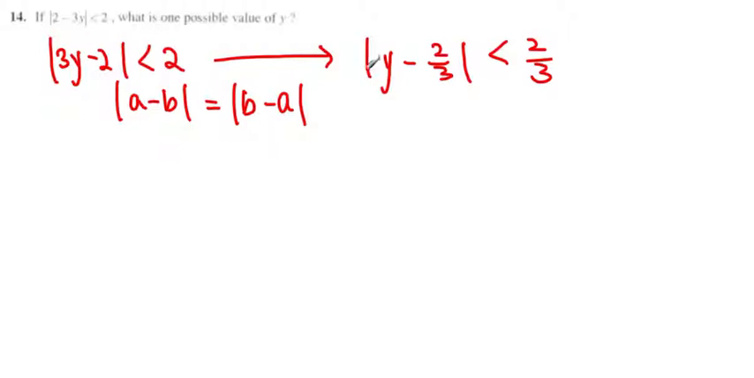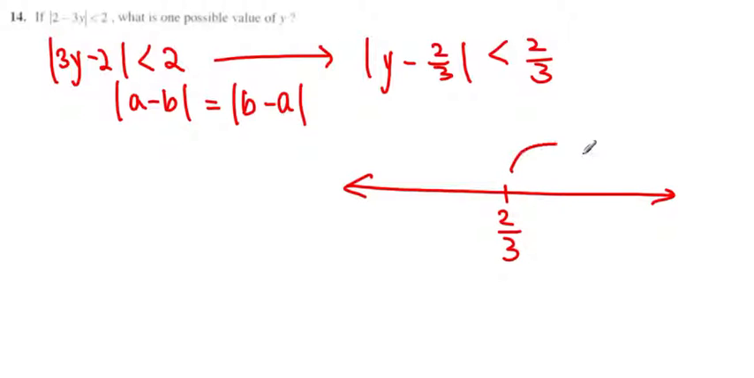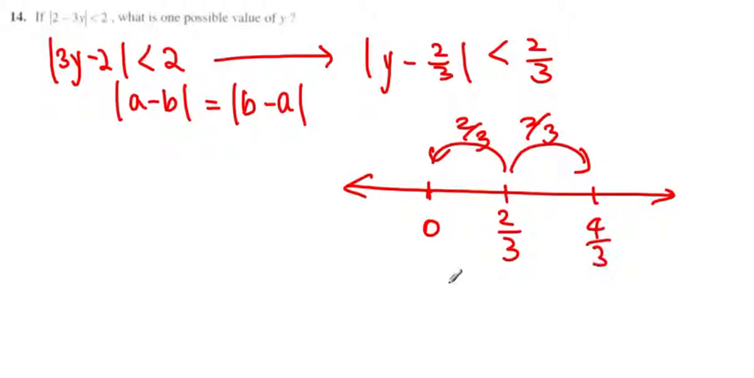This simply means that the absolute value here represents the distance from 2/3, and it has to be less than 2/3 itself. So if you draw the number line, from 2/3 the distance has to be 2/3 in either direction. If from 2/3 you go below by 2/3, it will be equal to 0. And if from 2/3 you go up by 2/3, we end up getting 4/3. So anything between those two will be our answer.